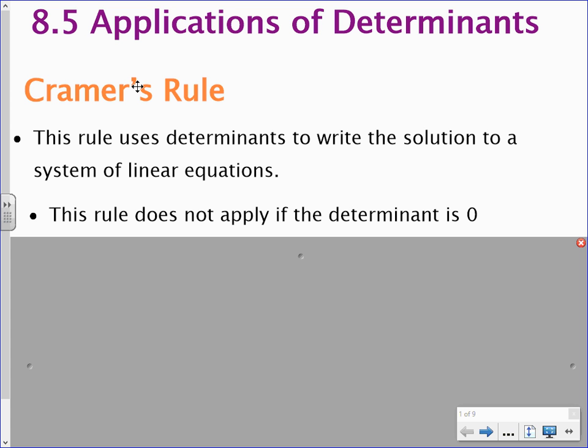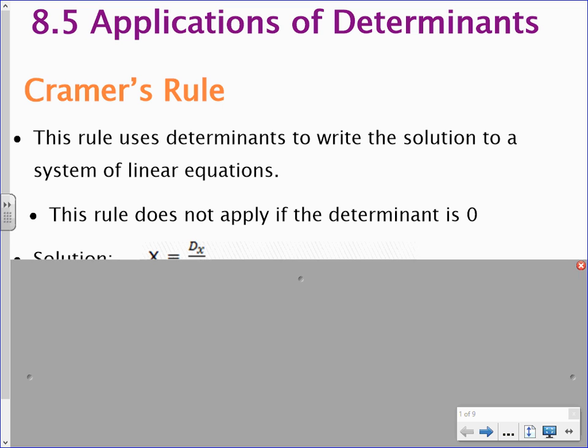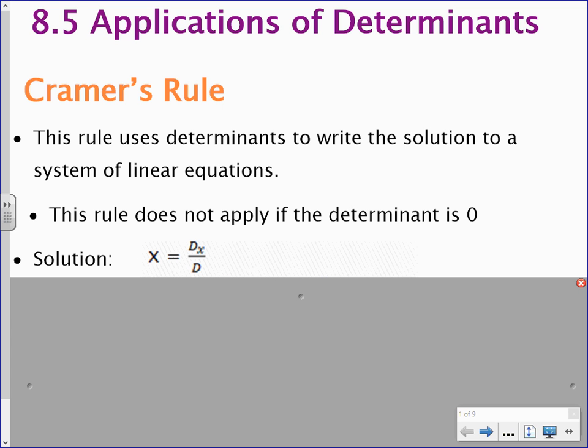I'm going to explain how we find x, y, z, etc. It is going to make a lot more sense once we physically do this with numbers, so please be patient. First of all, each solution is going to look like this. We have a determinant divided by a determinant. That's what that D is standing for.